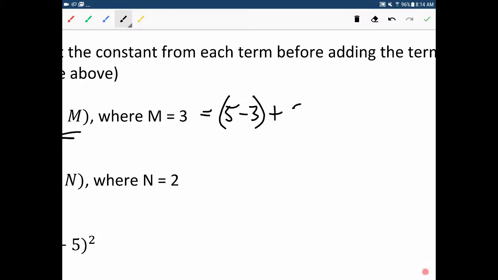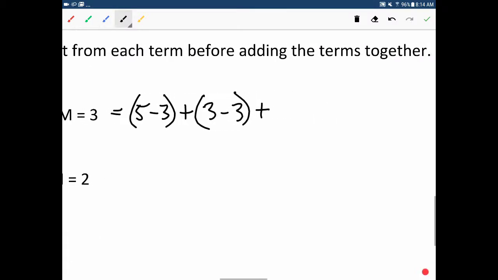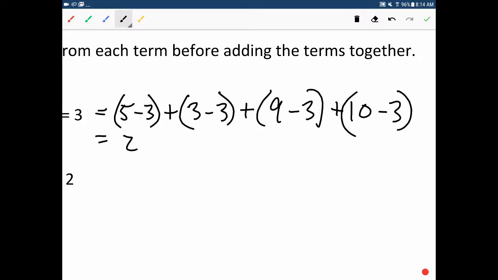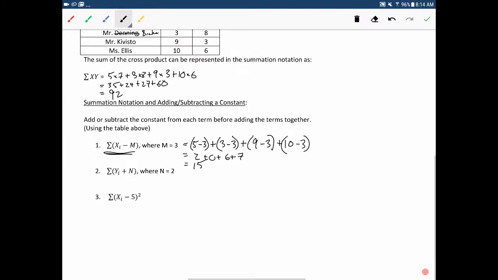plus 3 minus 3 plus, and the brackets aren't strictly necessary here, but I like to separate my pieces of data. And we just subtract 3 from each piece of data, okay? And then you can do the subtraction. We get 2 plus 0 plus 6 plus 7, okay, which is equal to 15. Okay, and that's it.